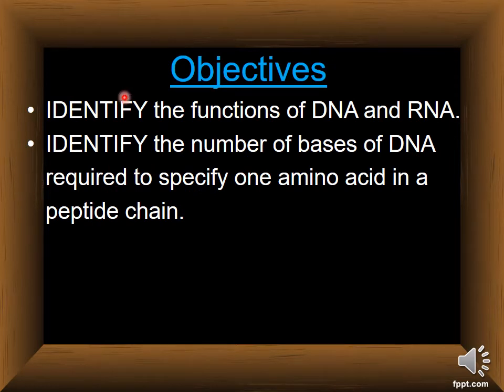The main objectives of this lesson are: identify the functions of DNA and RNA, and identify the number of bases of DNA required to specify one amino acid in a peptide chain. And remember, this is a 2-week lesson, so half the lesson we will study this week and half the lesson inshallah we will study next week.